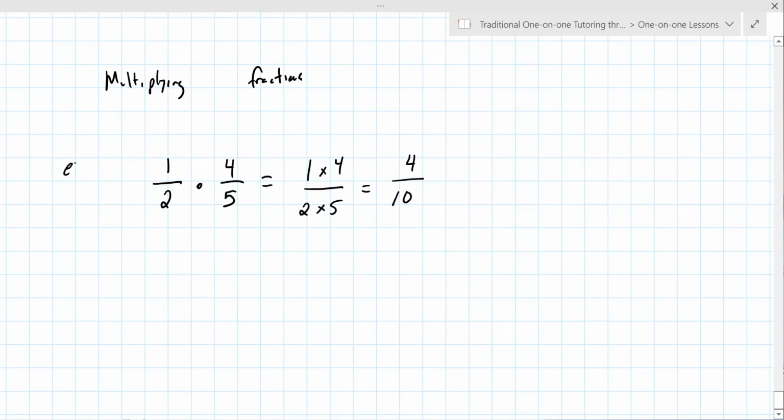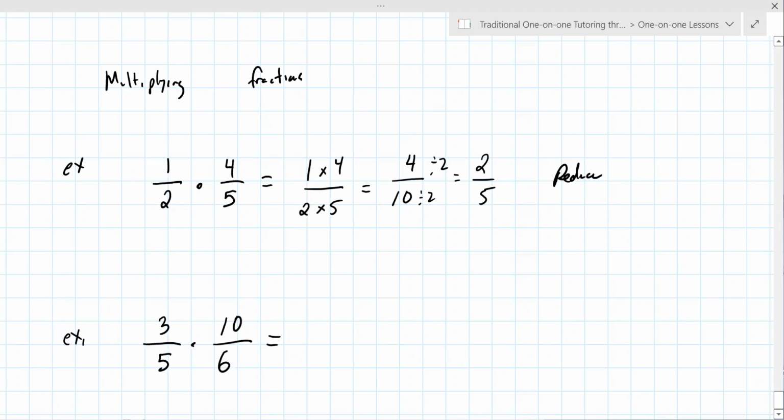This is just an example: 1/2 times 4/5. You multiply the top numbers, you multiply the bottom numbers, but you have to know to then reduce your final answer. And that one you would do 2 for 4 and 10, so it would be 2/5. Good. And then you couldn't reduce that any further? That's right.